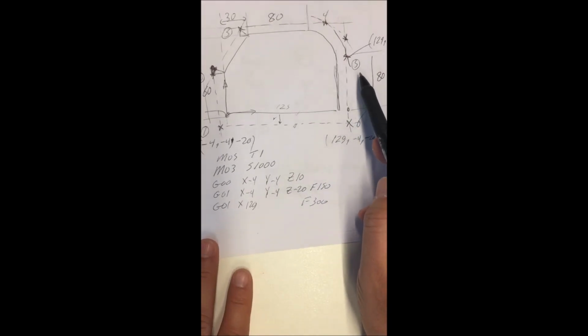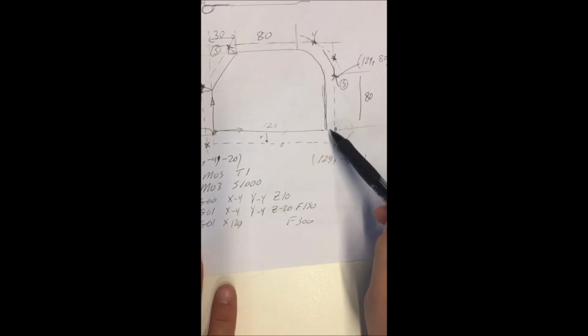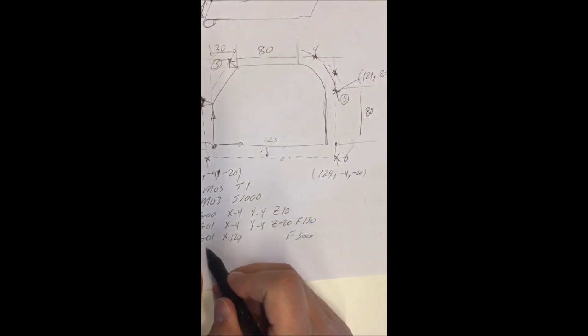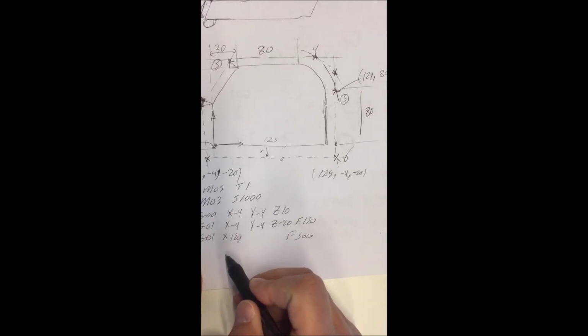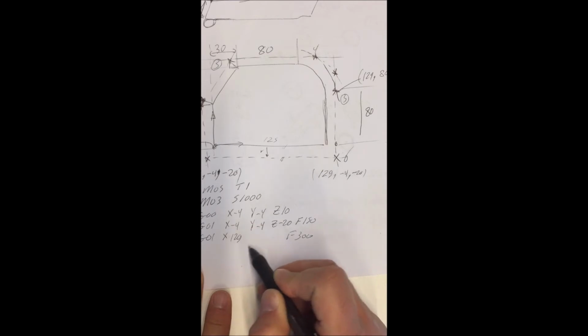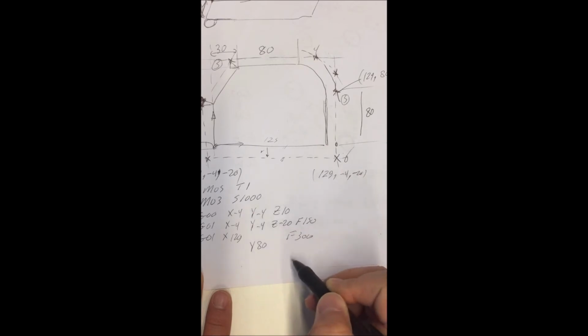Next step, I'm going to move from this point to that point. That is going to be G01, so I don't have to write G01. The x is not changing, the y is changing. So I only write y equal to 80. Feed rate is not changing. So that's the whole block in this case.